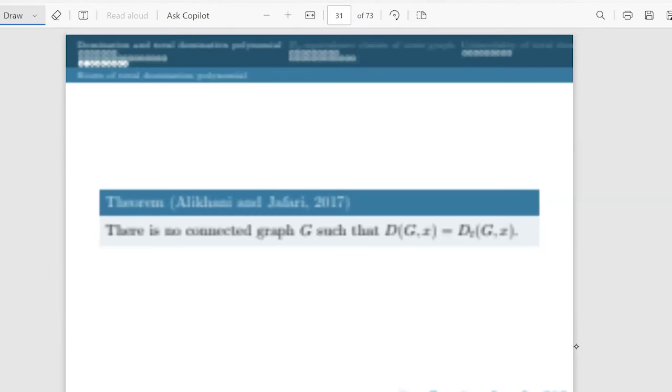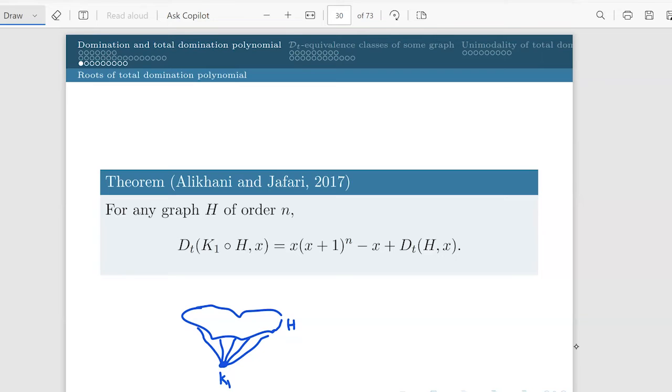I think we couldn't generalize this formula for any two graphs G and H, and maybe this remains an open problem: what is the total domination polynomial of the product of two graphs G and H?